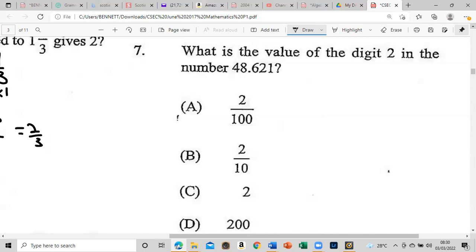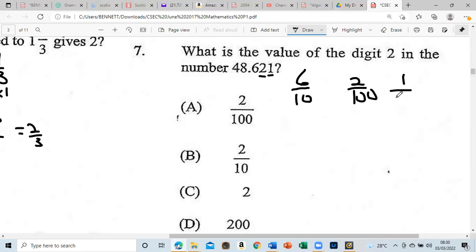Alright, number 7 says, what is the value of the digit 2 in the number 48.62? Alright, so this is the digit 2. This right here is 6 over 10, so it will be 2 over 100. Remember, we don't have 1, we have 10th, 100th, and 1000th. So this will be 1 over 1000.